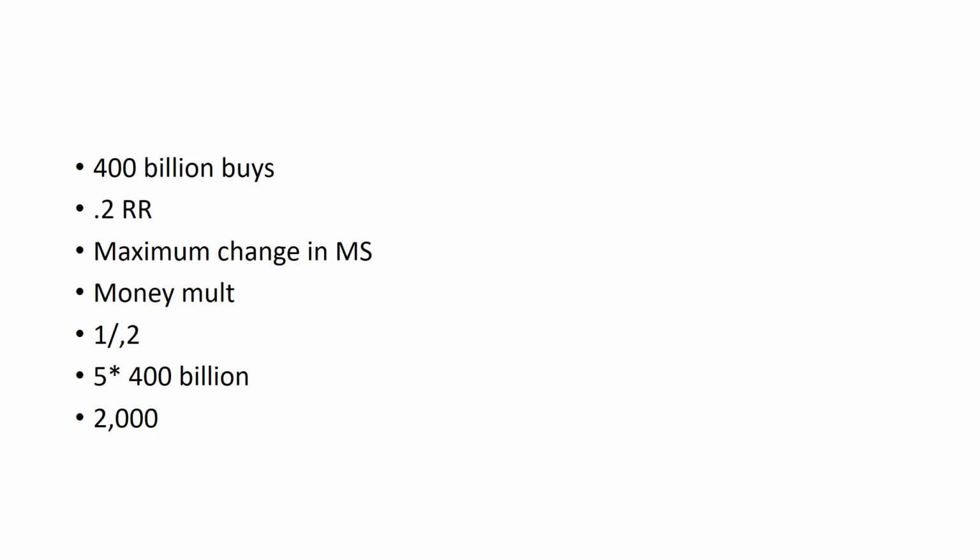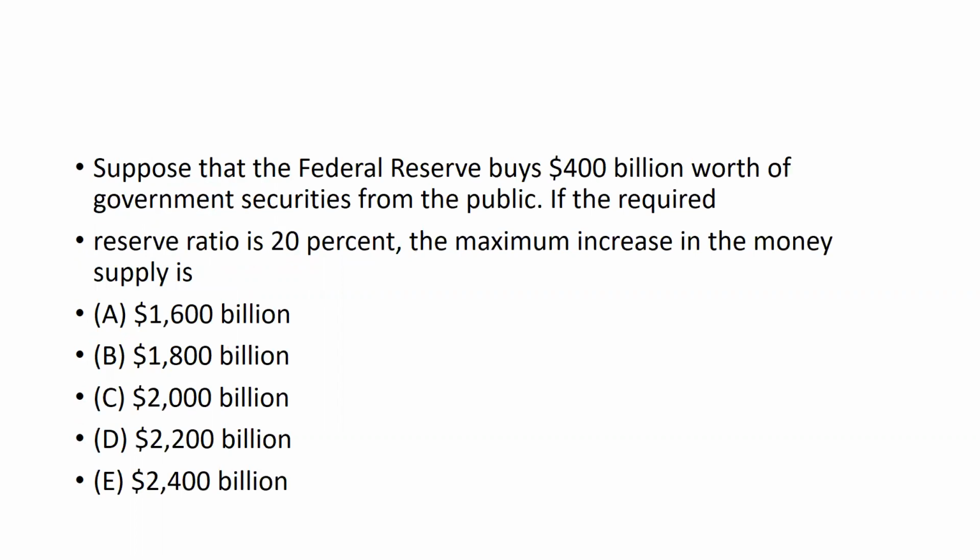Okay. Remember, when the Fed buys or sells, it has nothing to do with the reserve requirement. If it's maximum change, it's the multiplier times the 400. Now, how about if they asked, what is the initial change? That would only be 400 billion. Okay. Now, when the Fed puts 400 billion into the system, there is a change because that money was out of the system and now comes into the money supply.